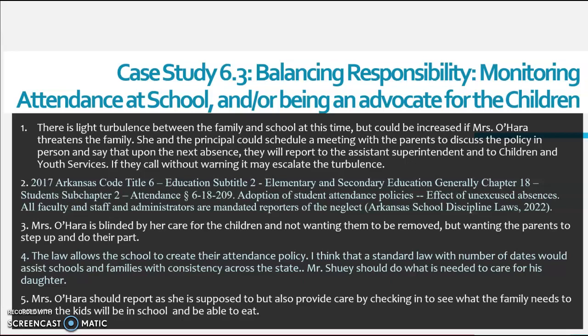All faculty and staff and administrators are mandated reporters of neglect, and so this should be reported in a timely manner. Mrs. O'Hara is blinded by her care for the children and not wanting them to be removed, but wanting the parents to step up and do their part. The law allows the school to create their attendance policy. I think that the standard law with number of dates would assist schools and families with consistency across the state.